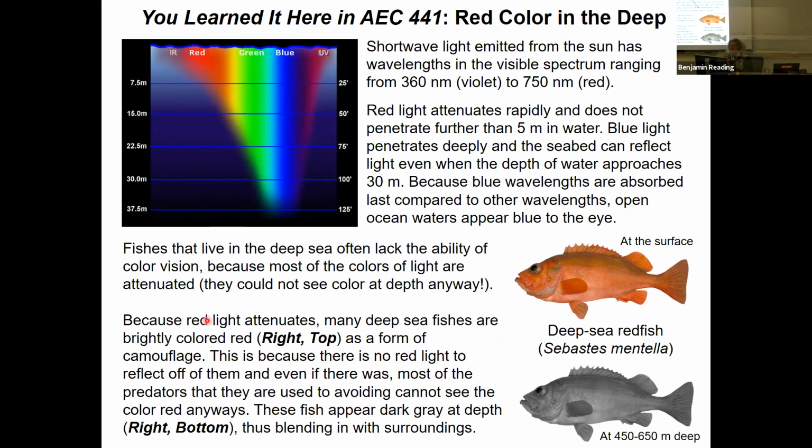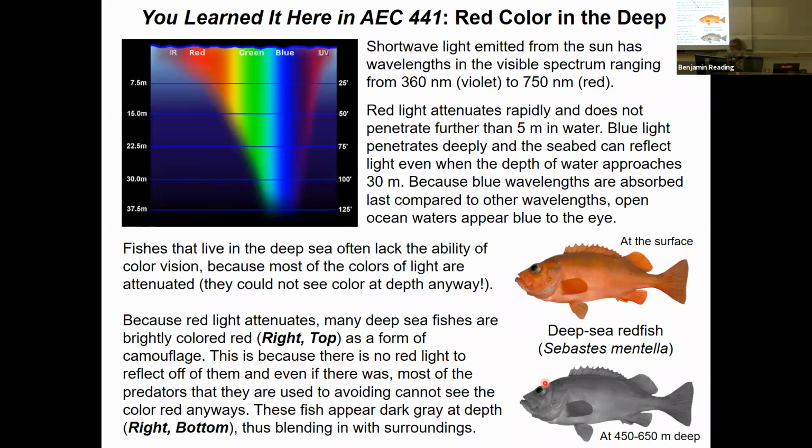Because red light attenuates, many deep sea fishes are actually brightly colored red, and it's a form of camouflage. If nothing down here can see the color red, because their eyes are either designed not to see red, or there are no red light wavelengths to bounce off your body to let a predator see you, this is a form of camouflage. These things are essentially invisible. There's no red light down there to reflect off of them, and even if there was, most of the predators down there can't see red anyhow. Their eyes aren't designed to do it.